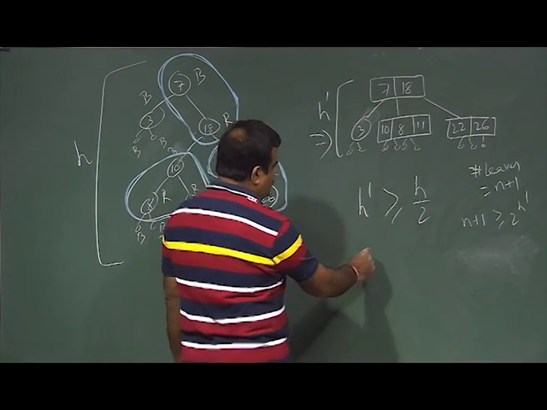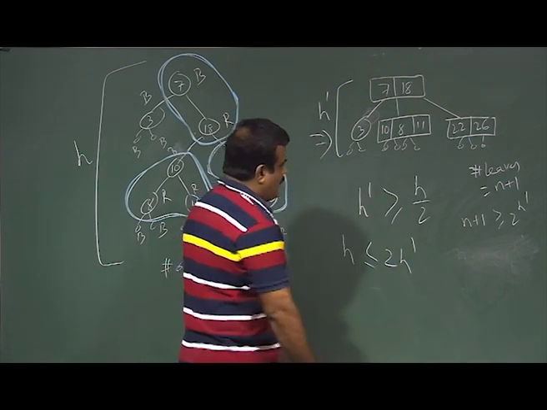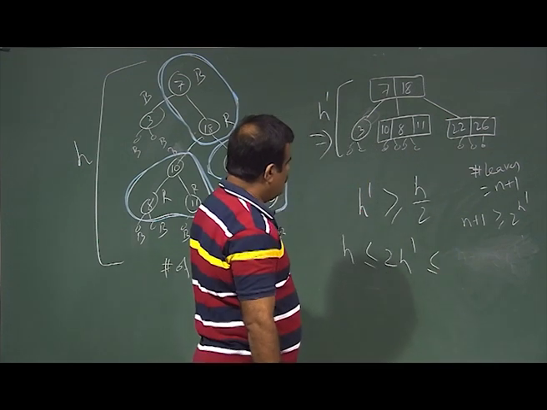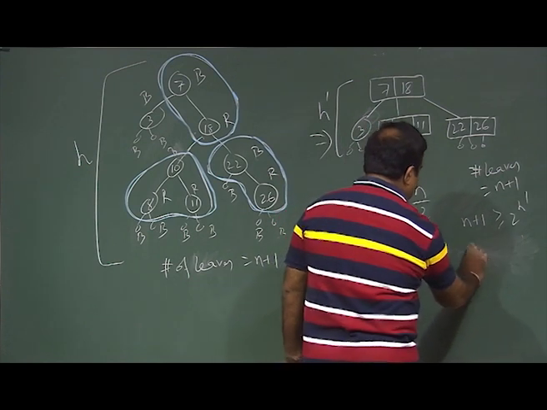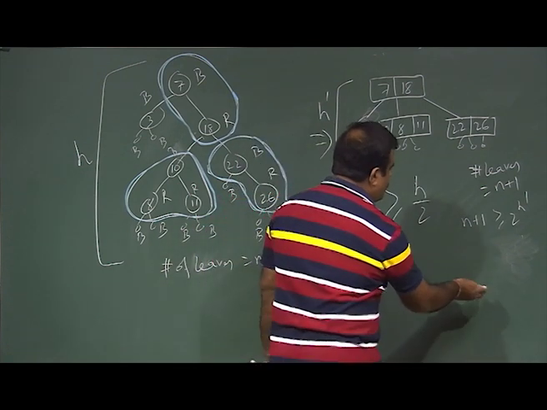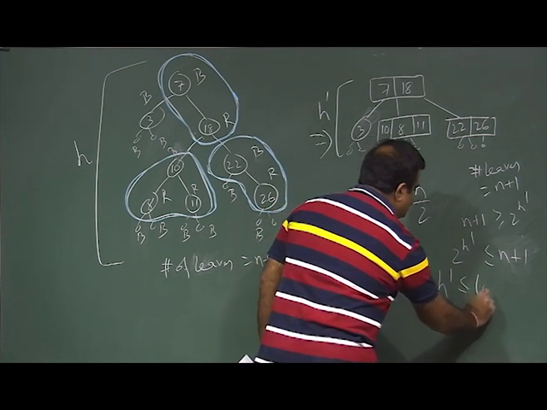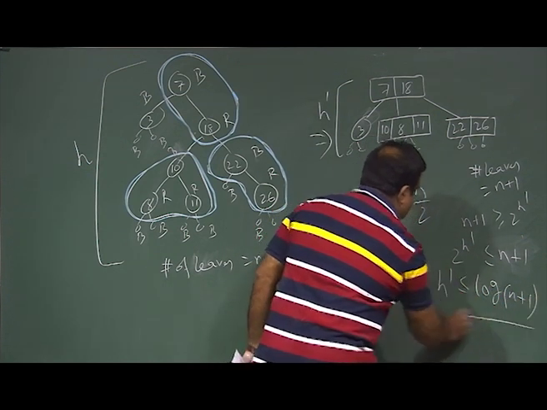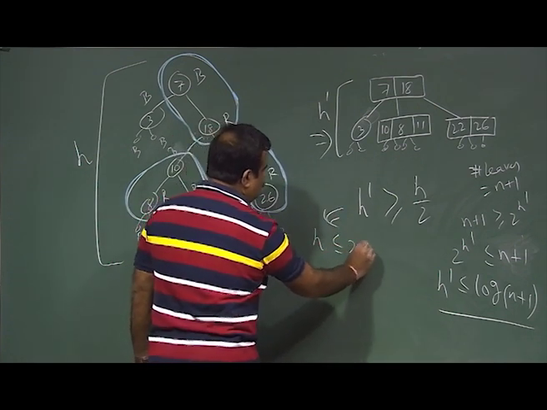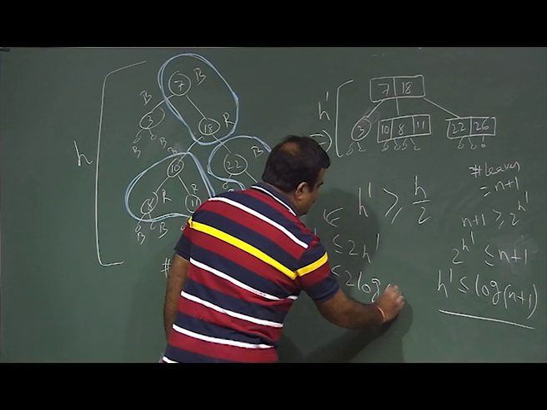Okay. So basically from here what we can say is h is less than or equal to 2 h prime. And from here, 2 to the power h prime is less than or equal to n plus 1. So h prime is less than or equal to log of n plus 1. This we are going to use here. So h is less than or equal to 2 h prime, which is basically less than or equal to 2 log of n plus 1.